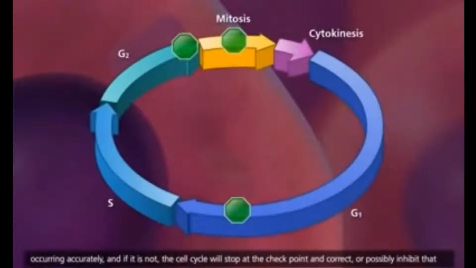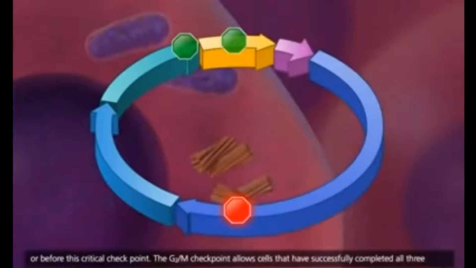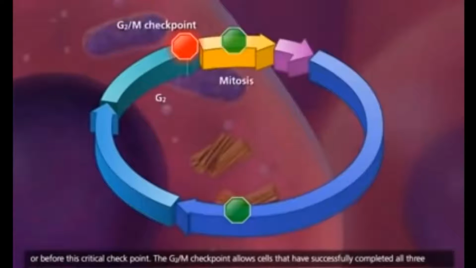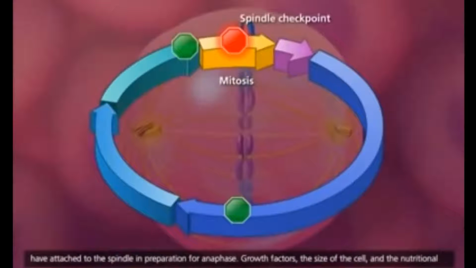If it is not, the cell cycle will stop at the checkpoint and correct, or possibly inhibit that cell from dividing. The first checkpoint is the G1/S checkpoint and is considered the primary point at which the cell cycle continues or stops. External signals and growth factors can influence the cell cycle and affect the progress at or before this critical checkpoint. The G2/M checkpoint allows cells that have successfully completed all three phases of interphase to begin mitosis. The last checkpoint is the spindle checkpoint, ensuring that all chromosomes have attached to the spindle in preparation for anaphase.